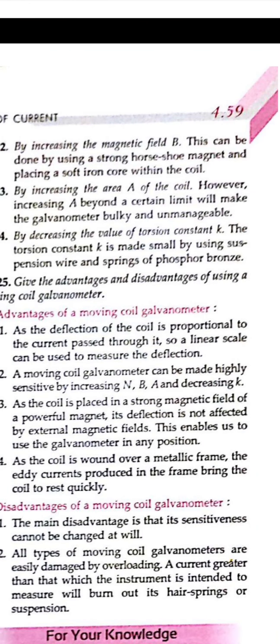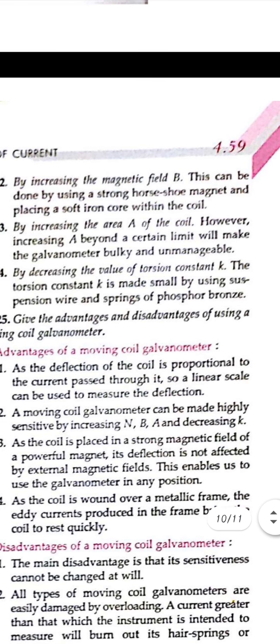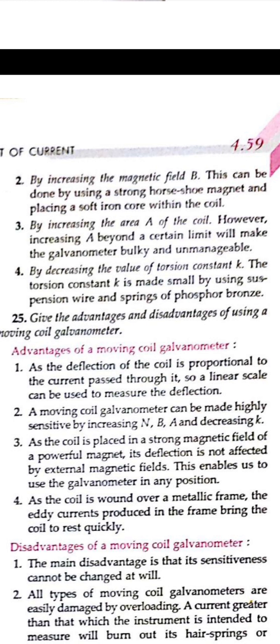The magnetic field can also be increased by using horseshoe magnets, and by placing a soft iron core. By increasing the area of the coil, the size will again increase, so the area of the coil should not be increased. We can also decrease the value of the torsion constant K. Here a phosphor bronze wire is used, and the torsion is used in the outward and inward directions, so the restoring torque should be within certain limits.